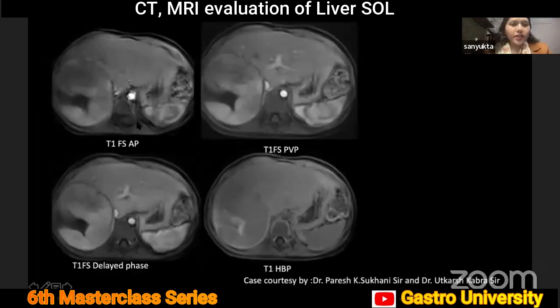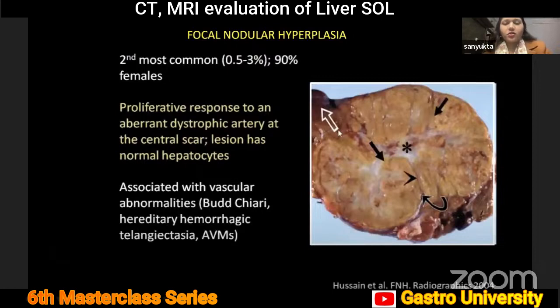We also did the MR imaging of the lesion. This was a well-defined lesion with a scar. On the arterial phase, it took up the contrast. In the portal venous phase, it took up the contrast. In the delayed phase, it retains the contrast, but in the hepatobiliary phase, the scar is enhancing. So this was an FNH. FNH basically has an aberrant dystrophic artery, which imparts the central scar. Now, this scar is usually a tight proliferative response to an aberrant dystrophic artery.